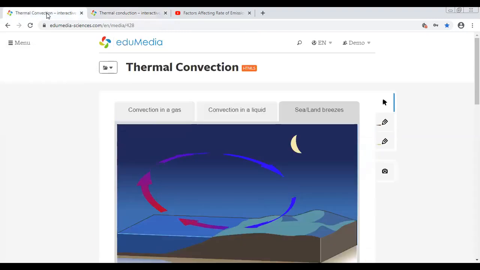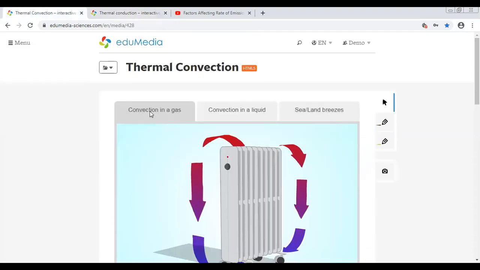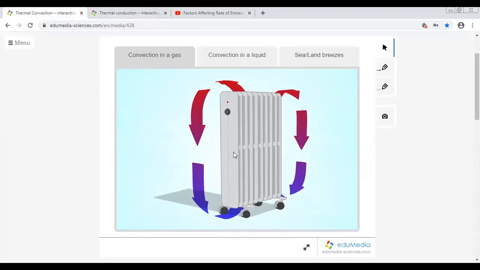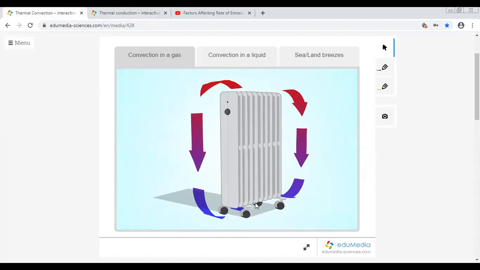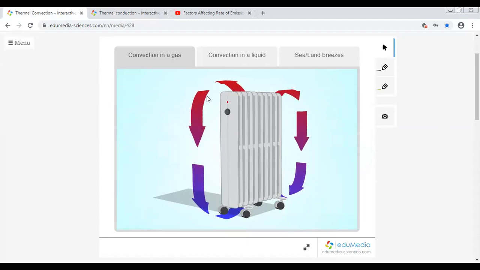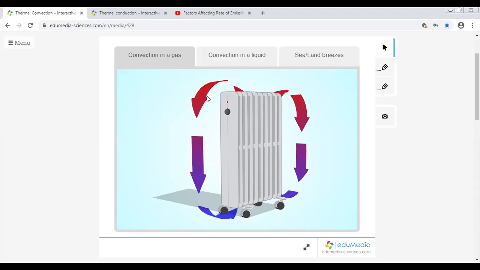Also, this simulation is about convection. I'll show you the convection through the heater. So the convection current of air: the cold air is going down with high density, the hot air is going up with low density, and the circulation between the hot current and the cold current helps to distribute the thermal energy throughout the gas of the room.